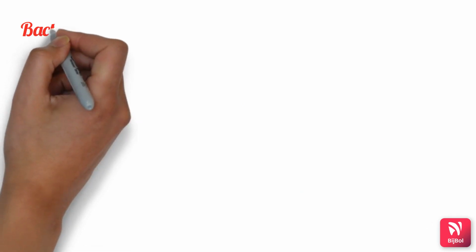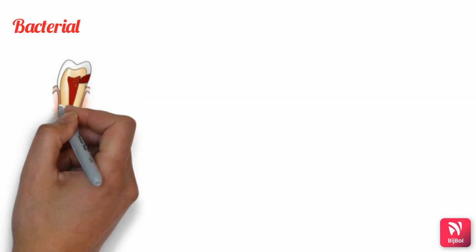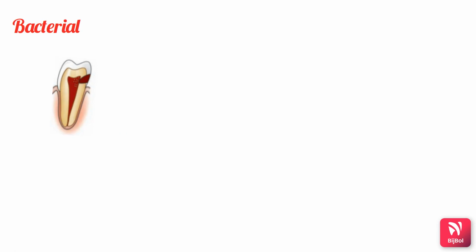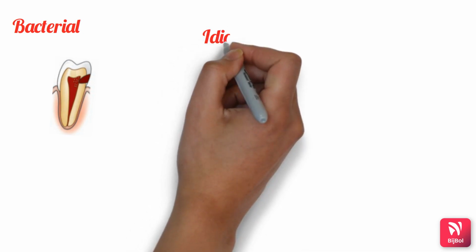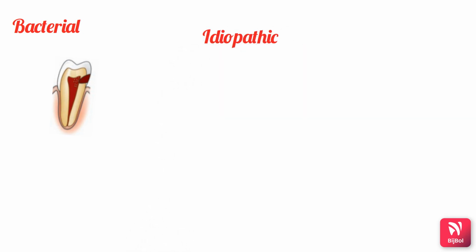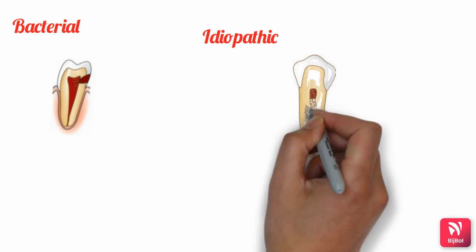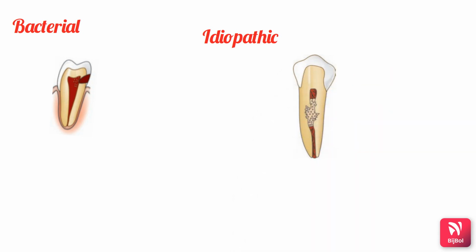And bacterial cause is one of the major causes of pulpal injury by their byproducts. It may be due to caries or by accidental exposure or percolation around the restoration. And the idiopathic causes, such as resorption, may be either internal or external, and also aging is one of the causes of pulpal diseases.